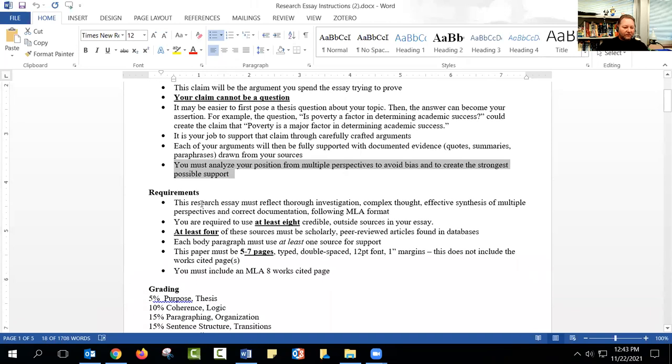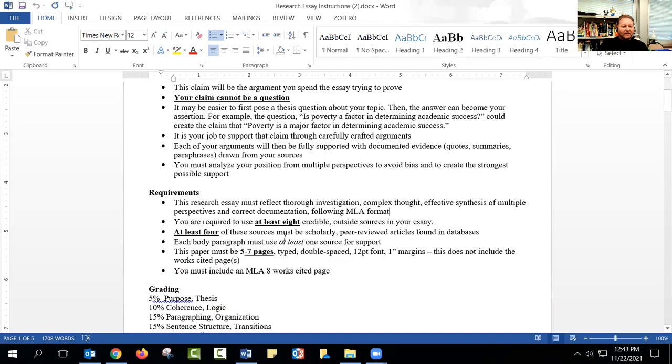So then the requirements for this one. The essay must reflect thorough investigation, complex thought, effective synthesis of multiple perspectives, and correct MLA documentation. Okay. And this sounds really fancy, but it's everything that you've been doing: thinking about how to write an academic paper, thinking about complex topics, using synthesis, so combining ideas from different places to support the same types of things. And now we're going to do a lot of the MLA formatting. So that's the works cited page, that's the in-text citations, all that jazz.